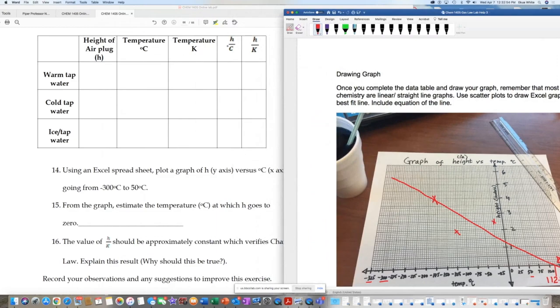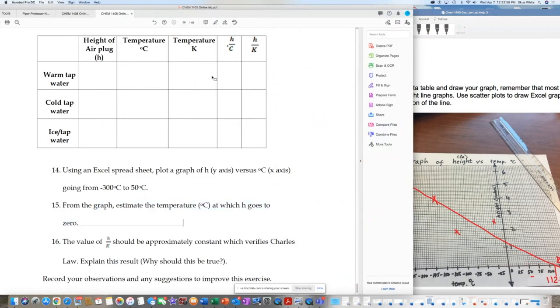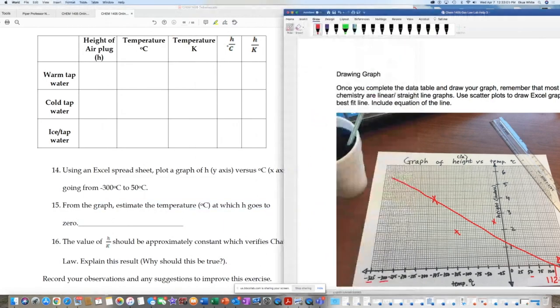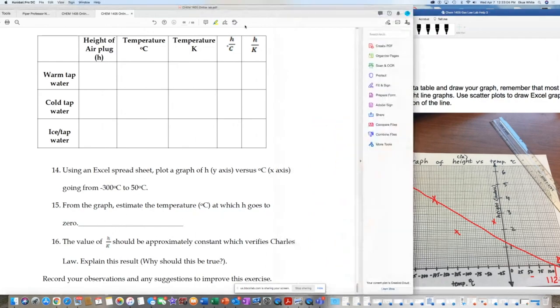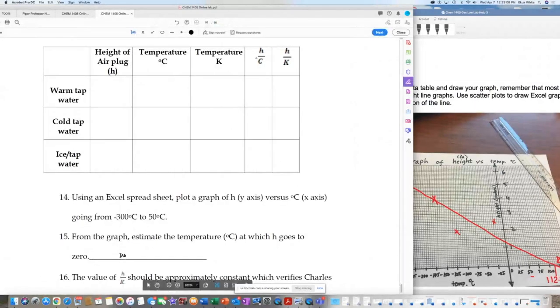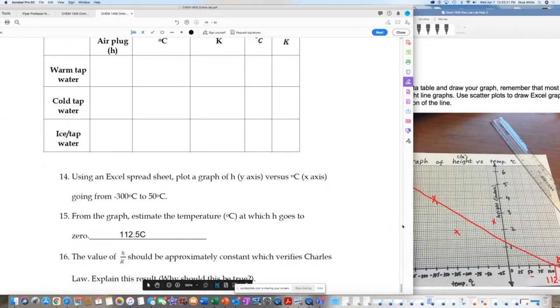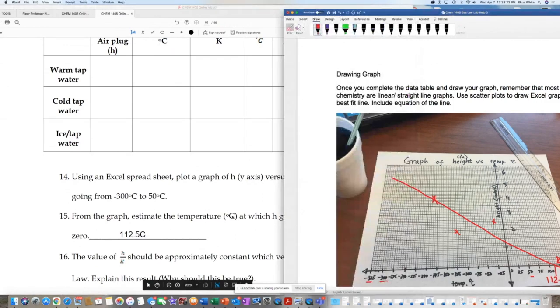Can I write here? It won't allow me. No, it won't allow me. Okay. 112.5. That will be my answer here. Hold on a second. Where's the fill? 112.5. Oh, there. Celsius. There. Okay. Based on what I got from the graph.